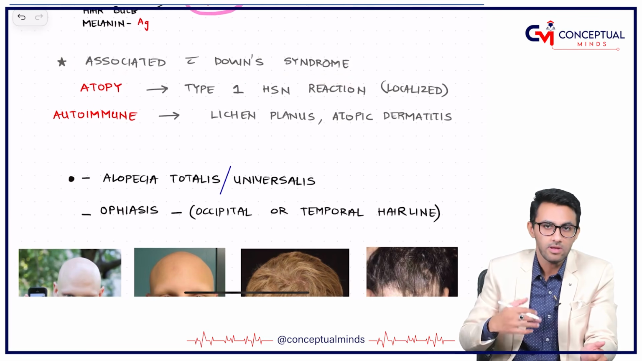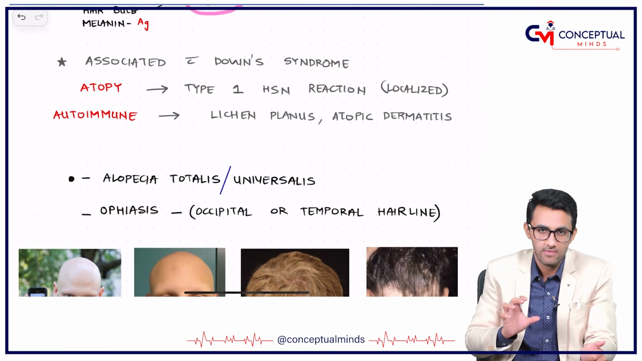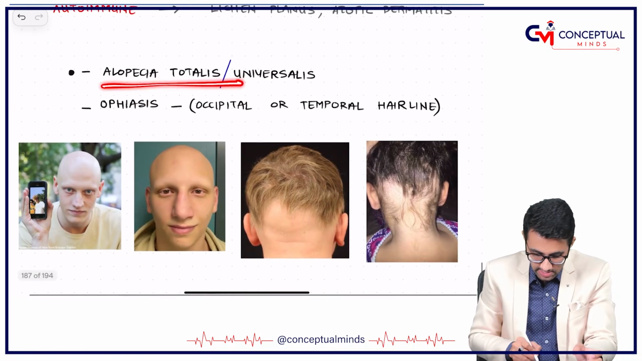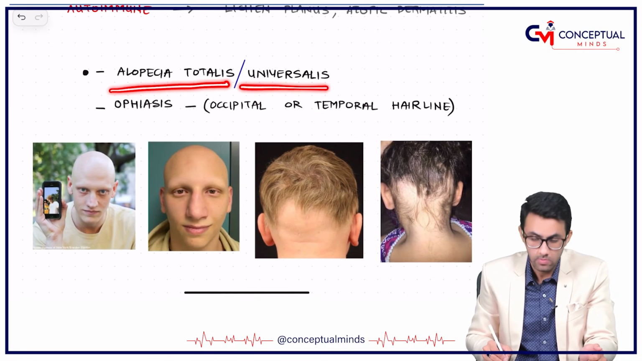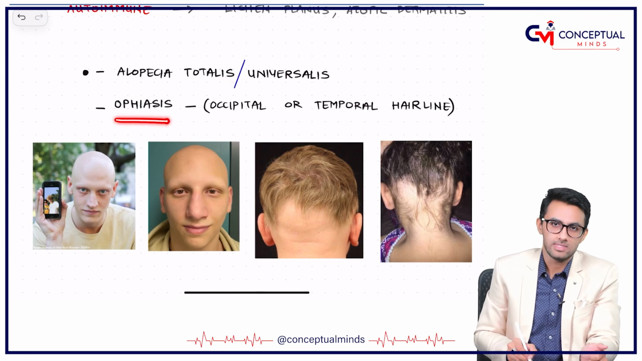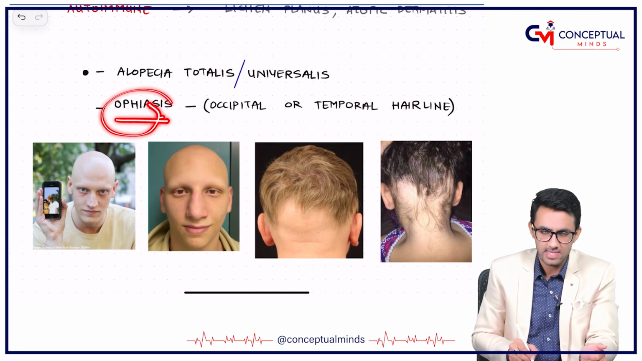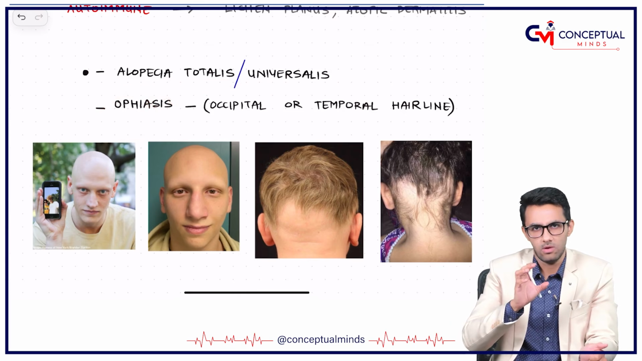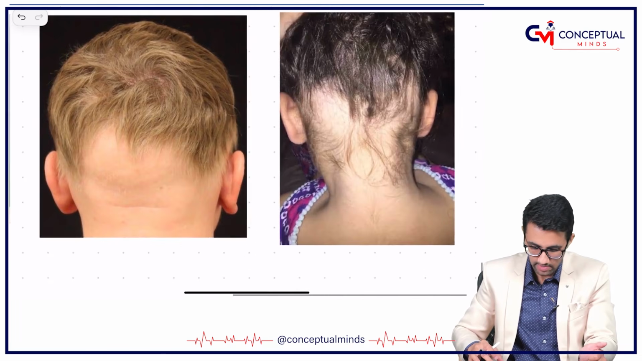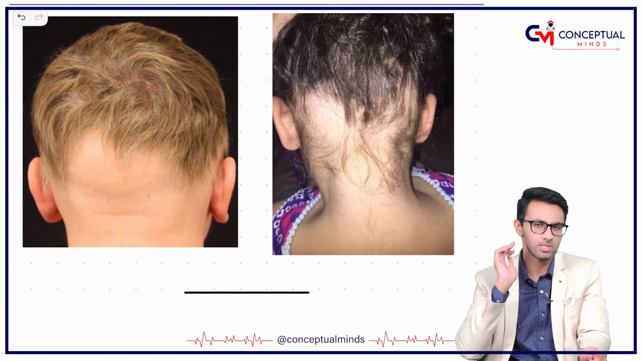Associations of alopecia areata. Okay. So now we'll go on to the different types of alopecia areata. There are 2 types. That is alopecia totalis, also known as alopecia universalis. And the second one is alopecia ophiasis. What happens in this condition is there is specific loss of hair just in the occiput area, temporal area. Mainly the occiput area, we have this hair loss in the back side.